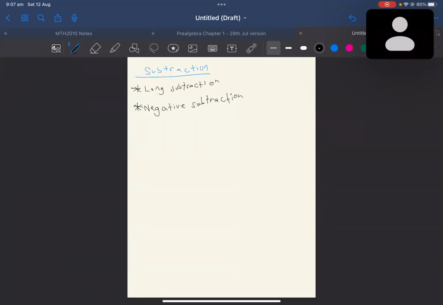So long subtraction, and the totally tricky one we started on is negative subtraction, right? I'll give you an example for negative subtraction: 8 minus negative 5. What would the answer to this one be? 13. It's a bit unintuitive, but when you subtract a negative number, it becomes addition. 8 minus negative 5 is the same as 8 plus 5, which is 13.